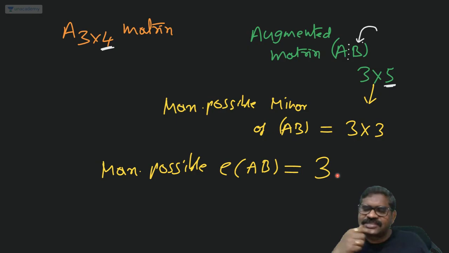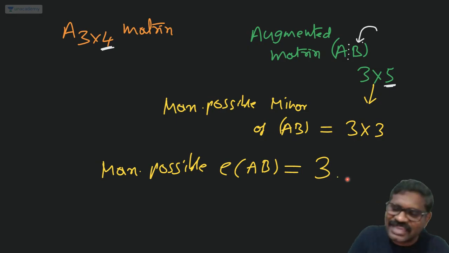This is not the answer. Sir, in the problem they have asked for the highest possible rank of A. You have calculated the maximum possible rank of AB. Yes, it is equation 1.